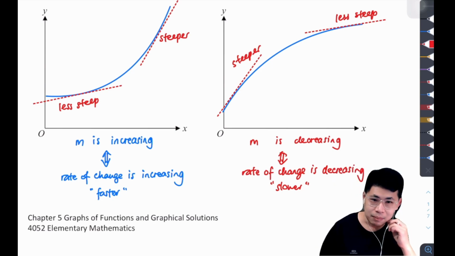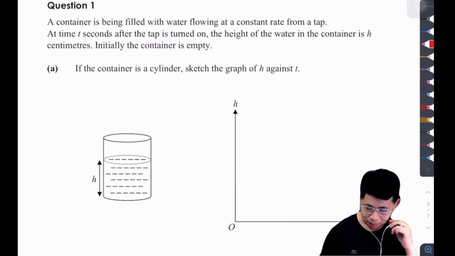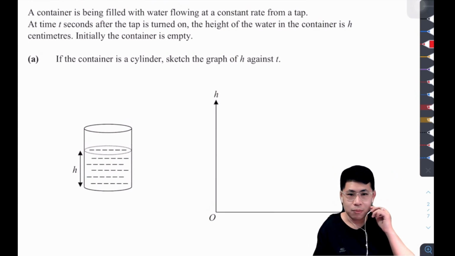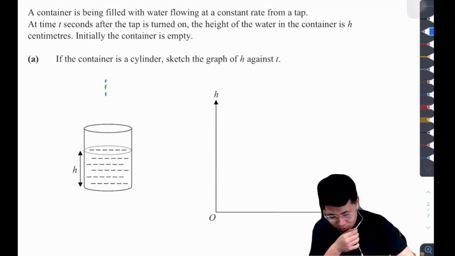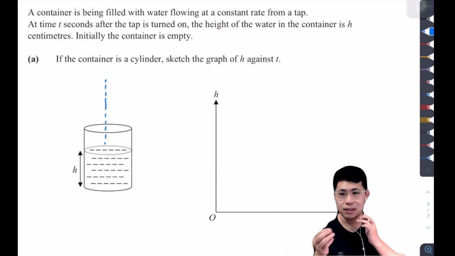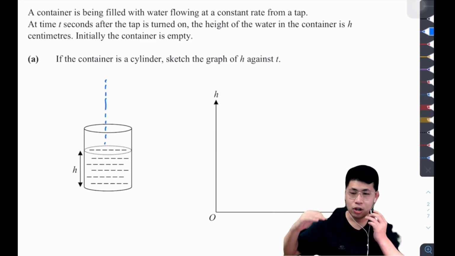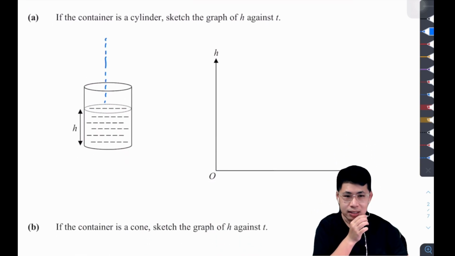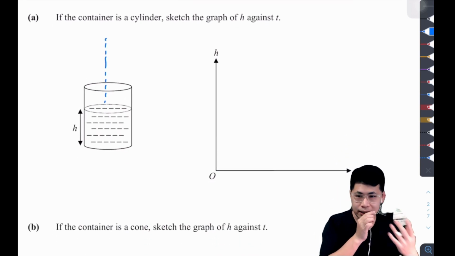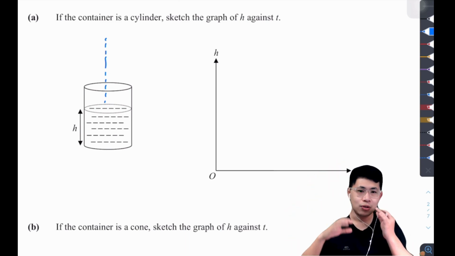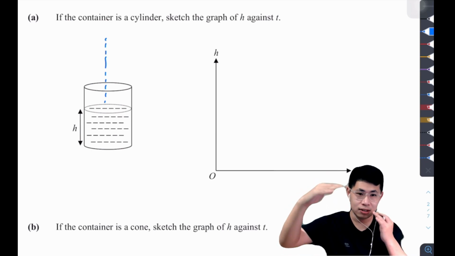Alright, so with this in mind, let us turn to the next page to look at this depth-time graph over here. We have a container being filled with water at a constant rate from a tap. So imagine the tap water just flows in like this, and at time t seconds after the tap is turned on, the height of the water is h. Initially it is empty and it just fills up. If the container is a cylinder, how would the height change against time? Because the cylinder has a fixed cross-sectional area, the height is going to increase steadily, constantly.